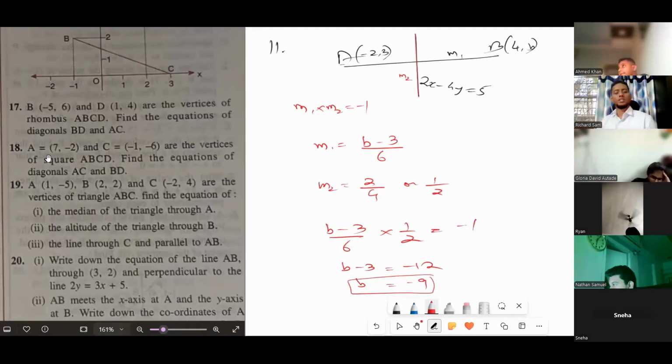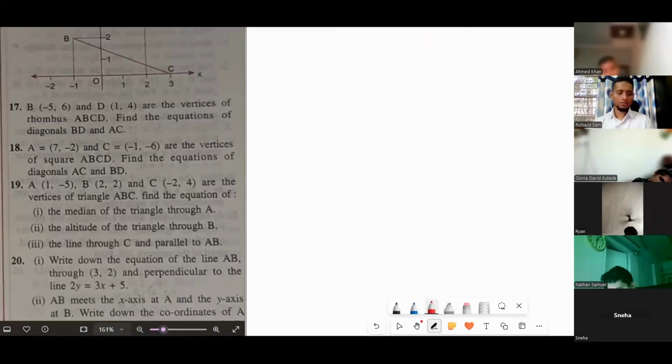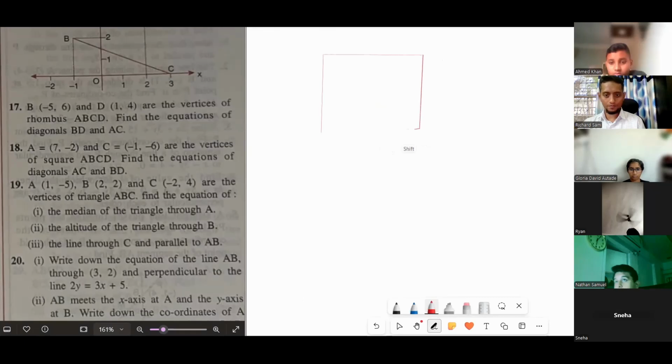Okay, let's discuss some questions. How do we do the 18th question? A is equal to this, C is equal to this. These are the vertices of a square ABCD. Find the equations of the diagonals AC and BD. That's the first thing you do: draw a diagram. Say this is A, B, C, D. Whenever you're drawing, the ABCD should go in one order, okay? If I do AB over here and CD over here, is this correct? Or can I do this?